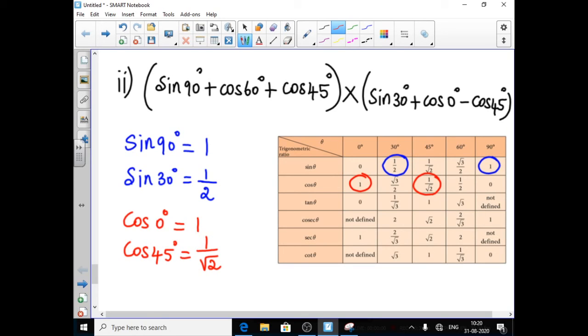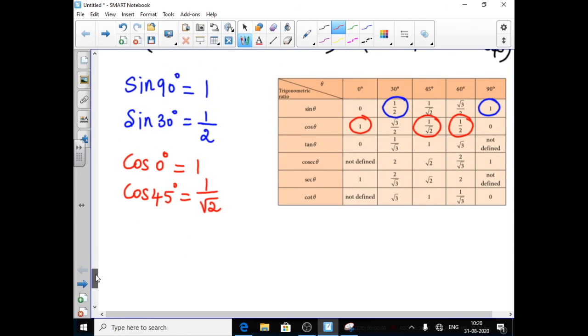Then cos 60 degree is equal to 1 by 2. So now we will apply the values.